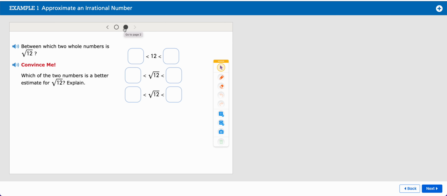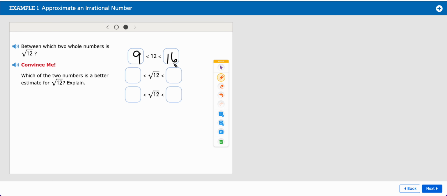So between which two whole numbers is the square root of 12? So what two perfect squares is 12 in between? What's the perfect square that's below 12? 3 times 3 is 9. And so 9 would be the one that's below 12. What's the one that's above 12? 16. So 12 is in between 9 and 16, which are both perfect square numbers.